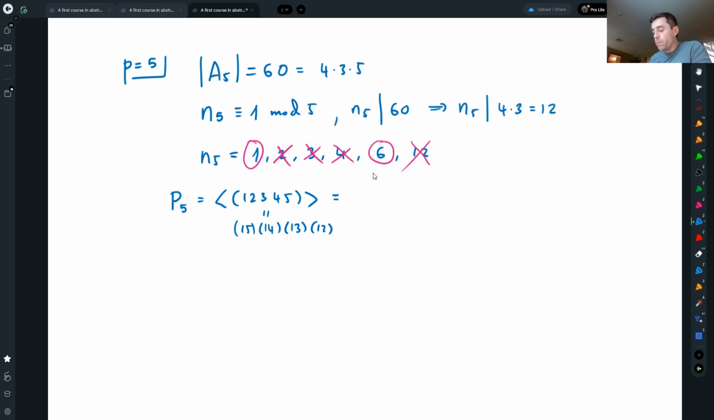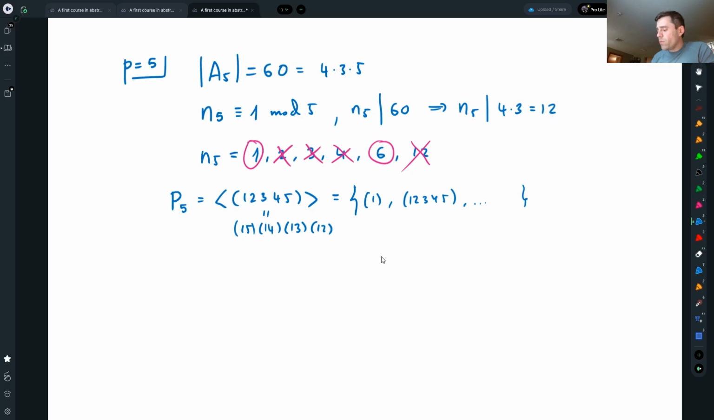And I can also see what all the permutations here are. There's going to be the identity, and (1 2 3 4 5), and then there are going to be a few more. It's a subgroup of order 5, so there are going to be 4 non-trivial permutations. So I can check what the permutations are.